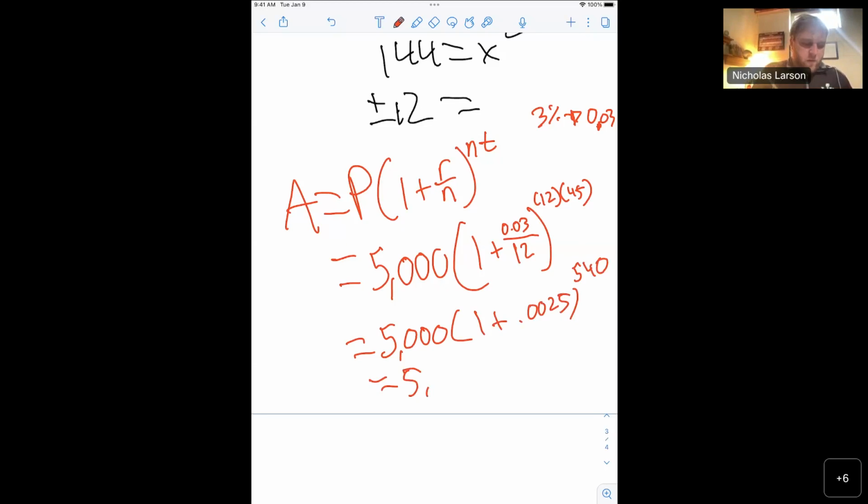So now I'm almost ready. I can do one more thing. There. This is what I want to plug into my calculator: 5,000 times 1.0025 to the 540th power. And why did I say 45? That is so not correct. It's after 6 years. Wow.